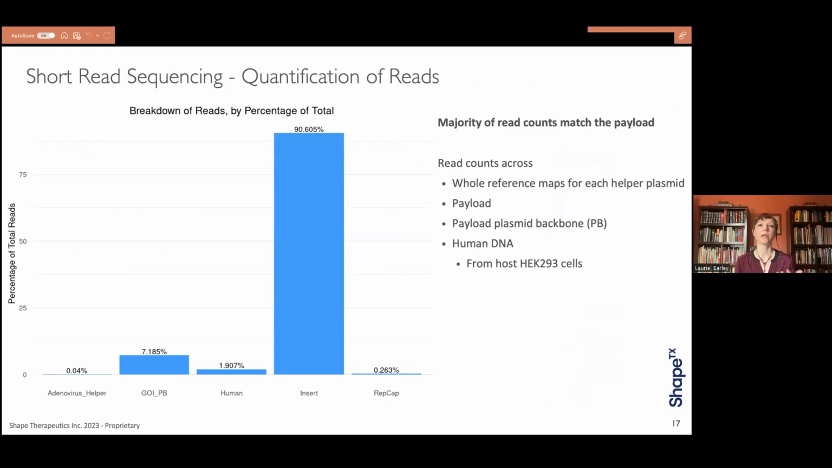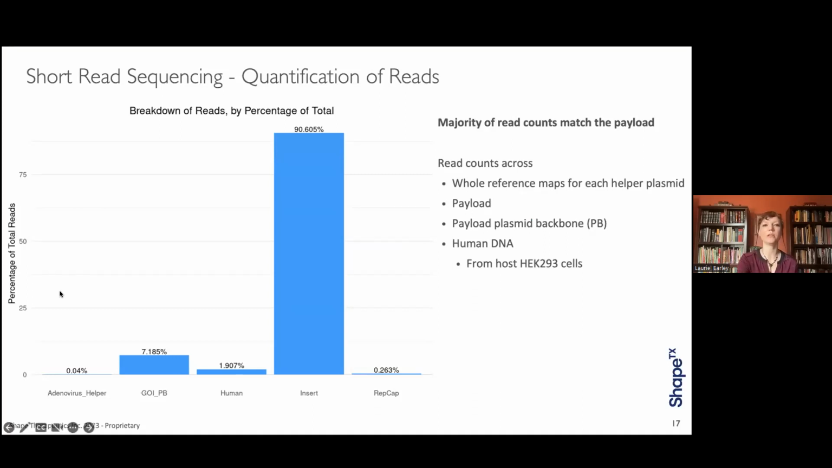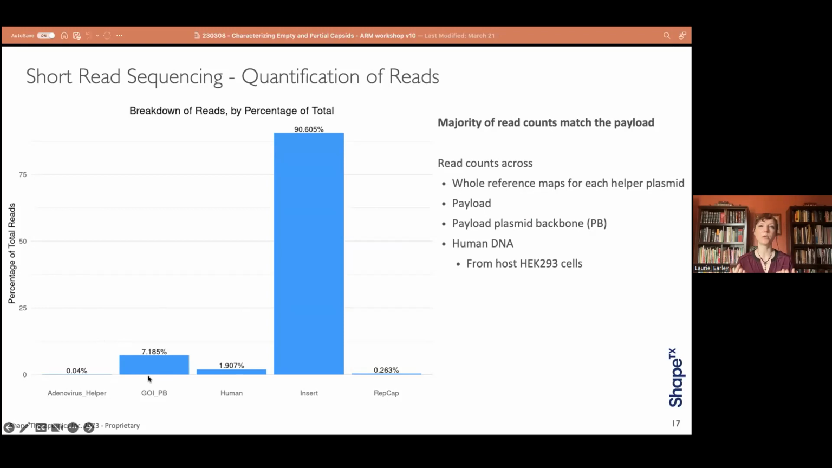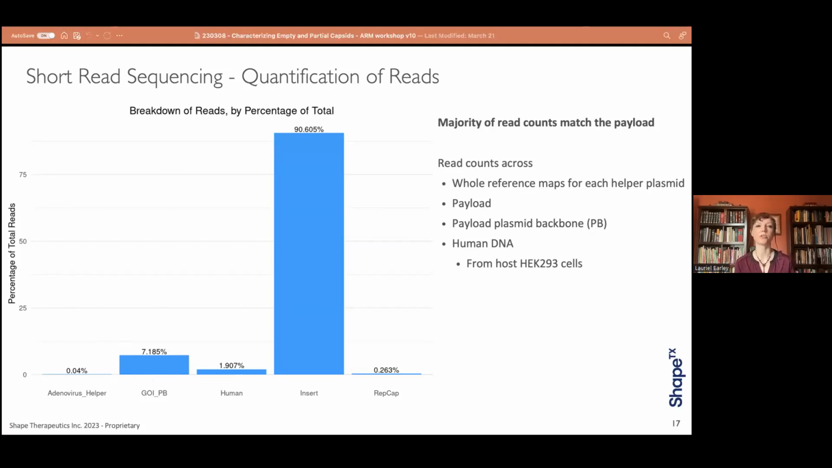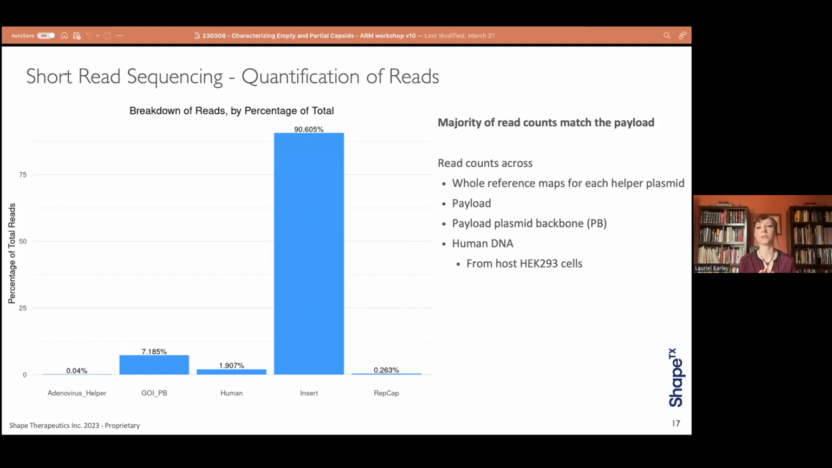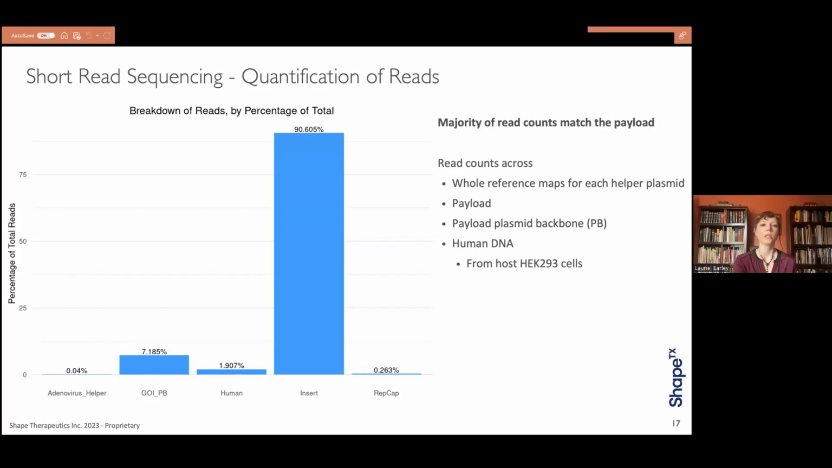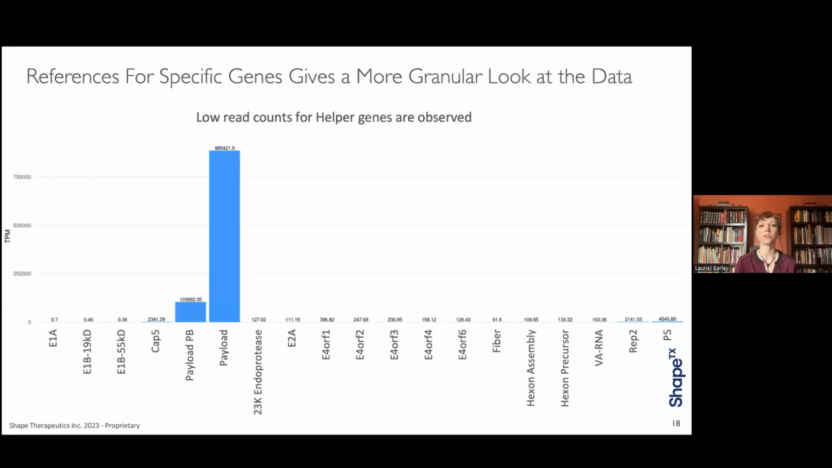So the breakdown of this by read maps is that the majority of the DNA, as you would expect, maps to our insert, which is the payload. The second highest mapping here is the backbone of the payload plasmid. And this is pretty typical for what we've seen reported in the literature on triple transfection vectors, that you have backbone species from the plasmid that can be packaged in a process called reverse packaging. And then we also see some matches to the adenoviral helper plasmid, the RepCap plasmid, a little bit of human DNA as well.